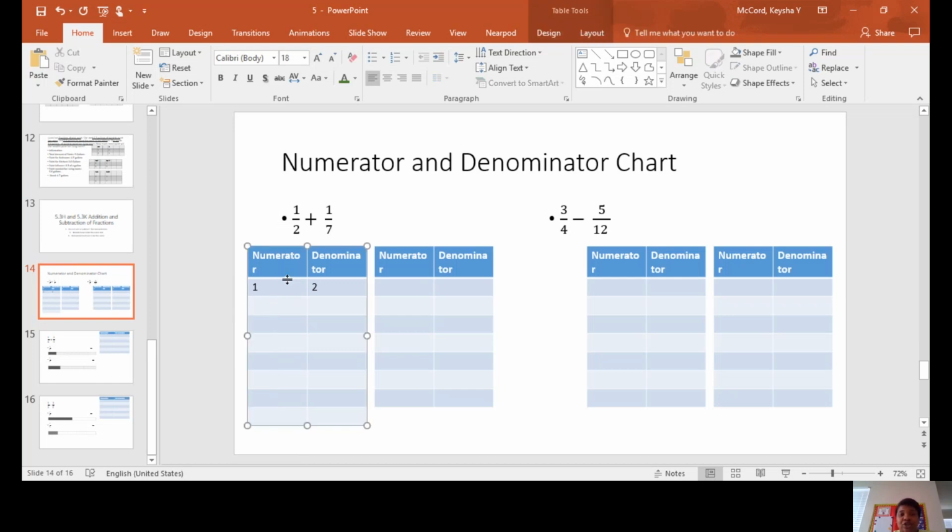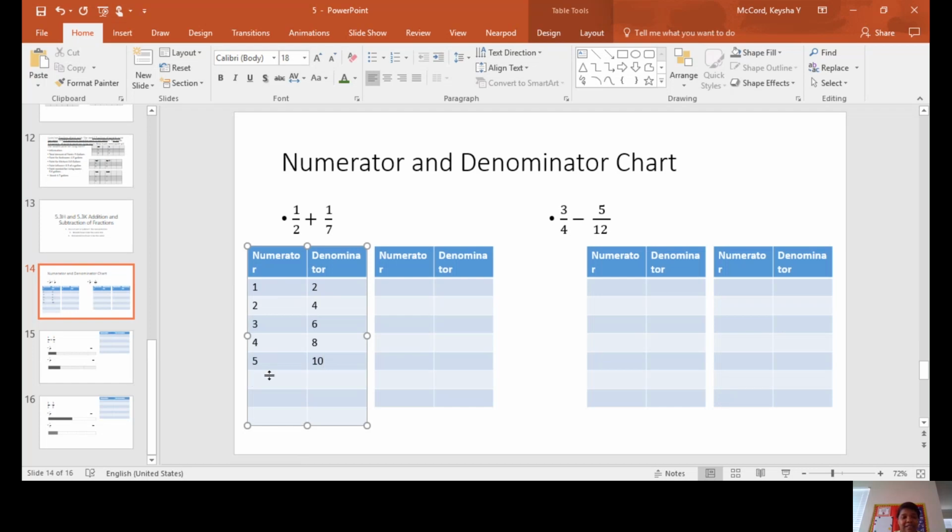So all I'm going to do in my chart is I'm going to skip count. So my numerator, the first number I have is 1. So what's going to be next? Well, 1, 2, 3, 4, 5. Now let's go to our denominator. And we're going to skip count by whatever number I have at the top. I have 2. So that means I'm going to skip count by 2s. So 2, 4, 6, 8, 10. And I'm going to continue to skip count.